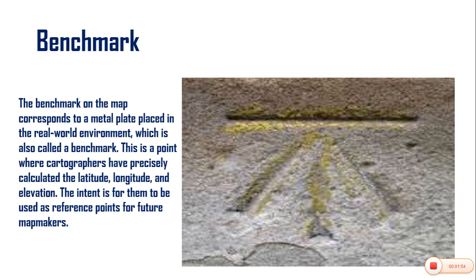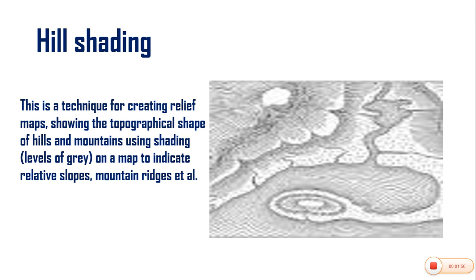The next feature we're looking at is hill shading. Hill shading is a technique used to create relief maps showing the topographical shape of hills and mountains using shadings on a map to indicate the relative slopes, mountain ridges, etc. Here you can see the way these features are shaded. This is a feature, this is a feature. It seems to make it more visible to the person who is trying to interpret the map.